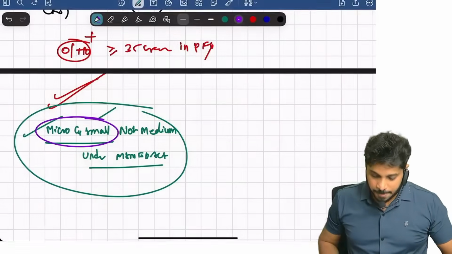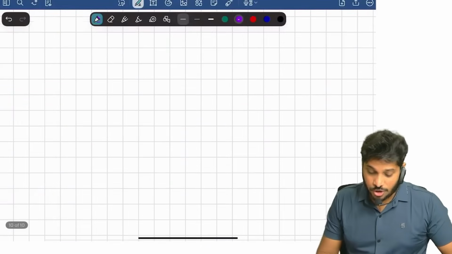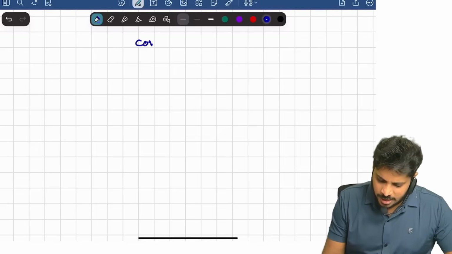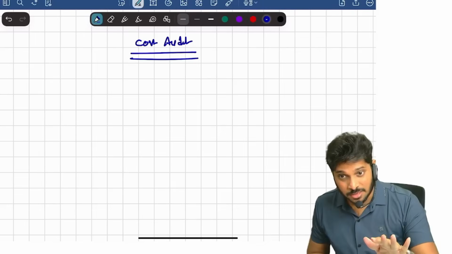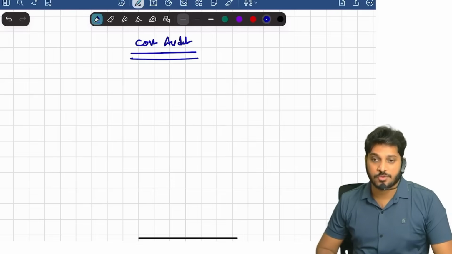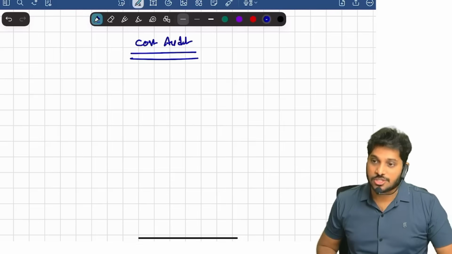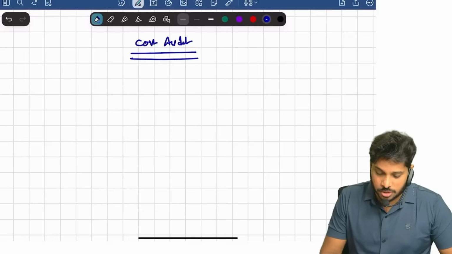Are you clear? This is cost records. Now cost audit applicability. This is where I bet many students won't understand cost audit applicability. They won't understand how to apply the provision. Now, cost audit is applicable to which companies? Cost audit is applicable to which entities?